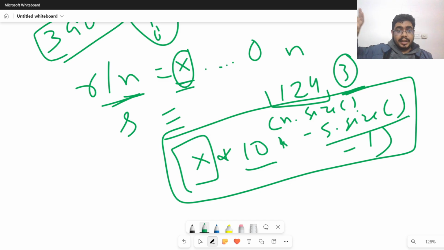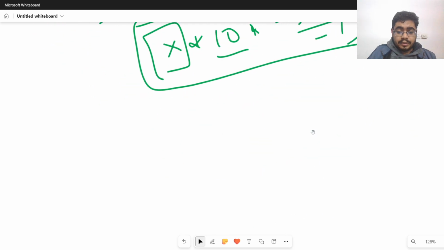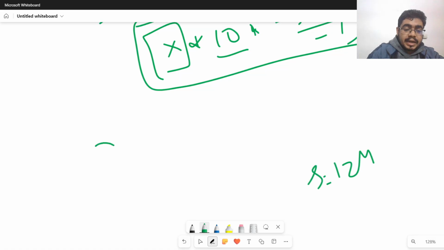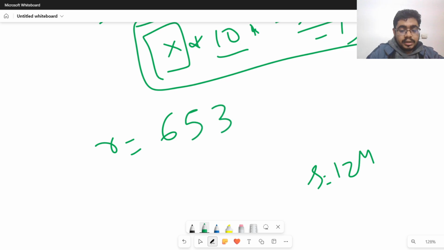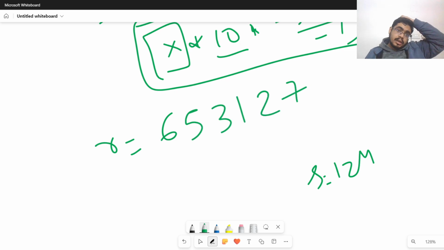So this becomes a mathematical formula to calculate the number of powerful integers without a limit. Right now we have not considered a limit, up to a certain value r, and that r is of the form x followed by some zeros. Okay, but our r can be anything, right? So for example, let's repeat the same question. S is 124, but our r is, let's say, 653127. Now how do we go about doing it?